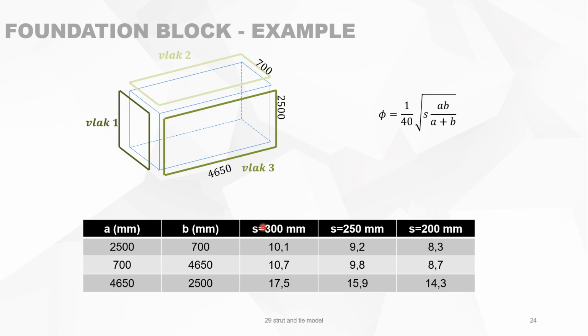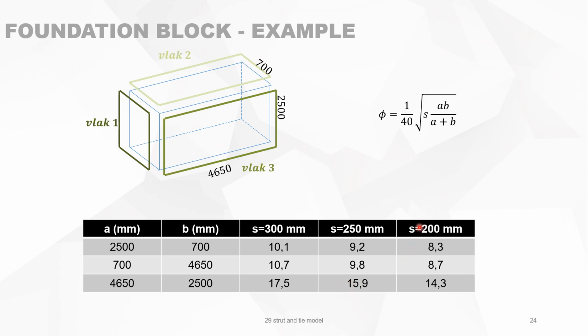And you apply this formula for different spacings. What if you take S equals 300, which is the most economical one, then you see we need something more than a diameter 10, but on the larger surface we need something like a diameter 18. So that's a lot for minimum reinforcement. So we take a smaller spacing. S is 250, then we have 9.2, that's fine, 9.8, that's also fine, and 15.9, okay, that will be fine.